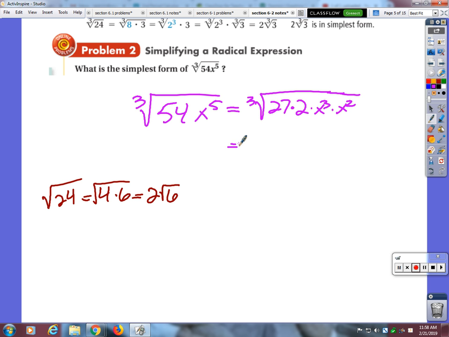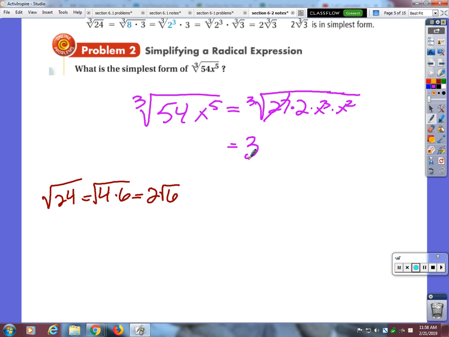Right now, you might be going, what in the world is happening? But what I want you to understand is, do you understand that 54x to the 5th is the same as 27 times 2 times x to the 3rd times x squared? You understand those are the same? Okay, now we're going to start doing cube roots. What is the cube root of 27? 3. So I'm going to take that and move it to the outside as a 3.